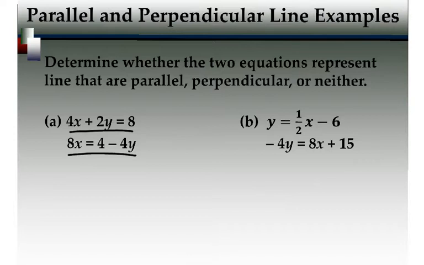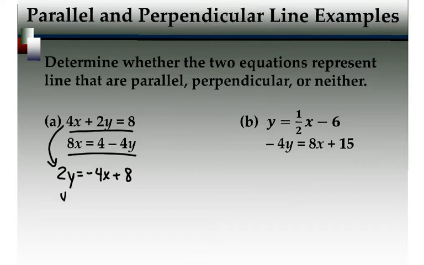So let's look at this one. Okay, from here, what I'm going to get is 2y equals negative 4x plus 8.